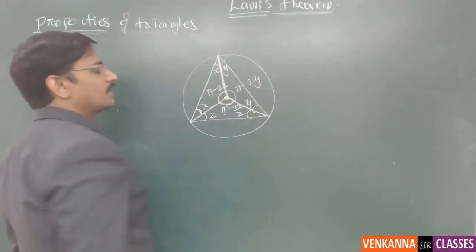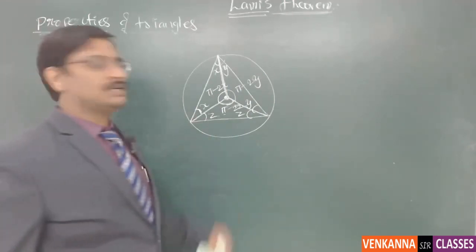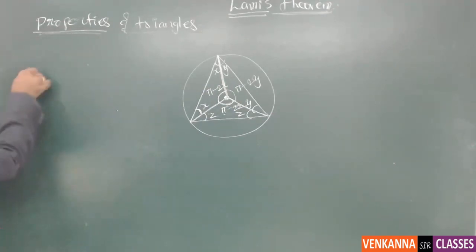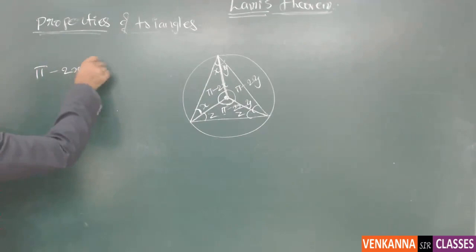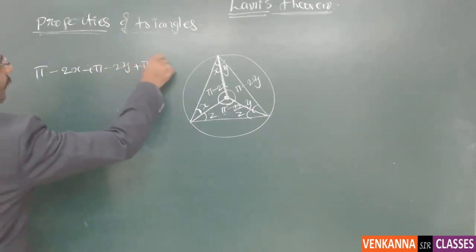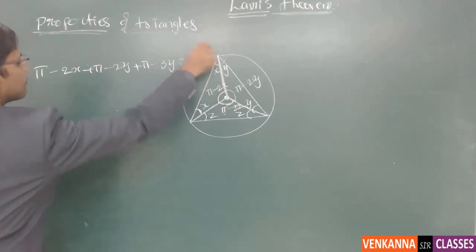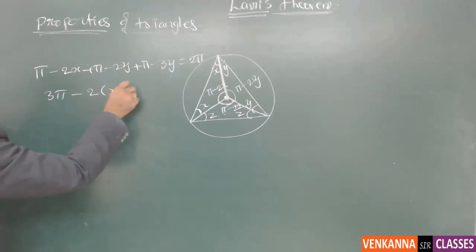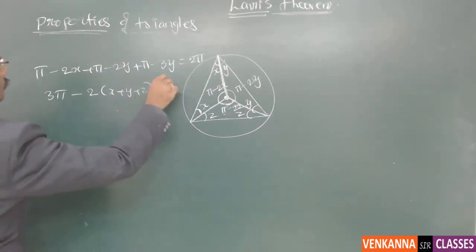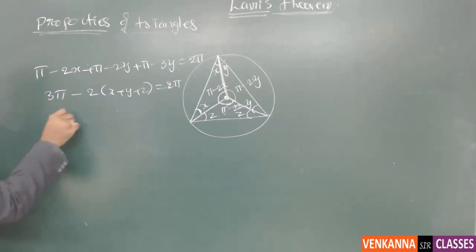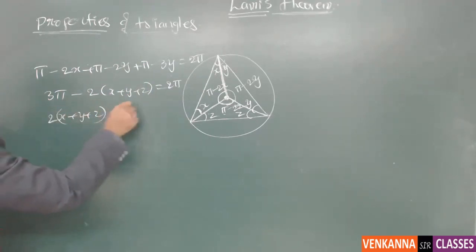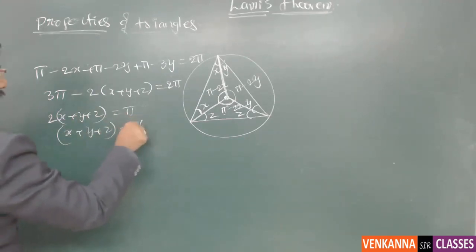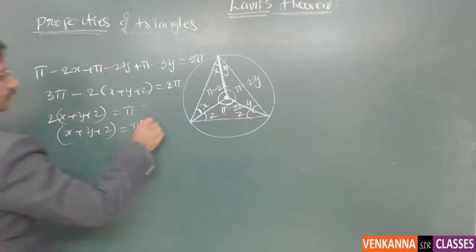Now in a closed circle, the total angle is 360 degrees. That means if you add up all these three angles, it should come to 360 degrees. That means pi minus 2x plus pi minus 2y plus pi minus 2z is equal to 2 pi. So this is 3 pi minus 2 times (x plus y plus z) equals 2 pi, or 2 times (x plus y plus z) is equal to pi, or x plus y plus z is equal to pi by 2. So this is one equation.